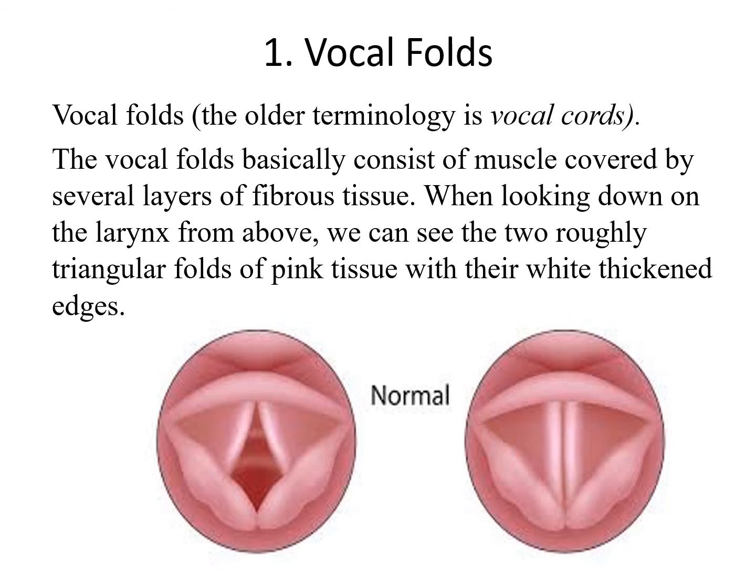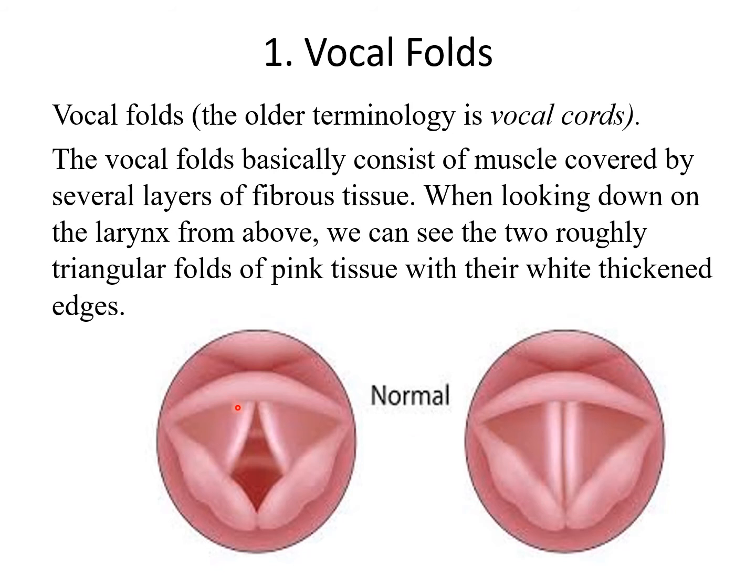However, vocal cords is an older terminology, and the latest term used for this concept is vocal folds. So we will use vocal folds. What are vocal folds? Basically, they consist of a muscle covered by several layers of fibrous tissues. Here you can see the triangular folds of pink tissues, and these pink tissues have white edges. So these are called vocal cords.